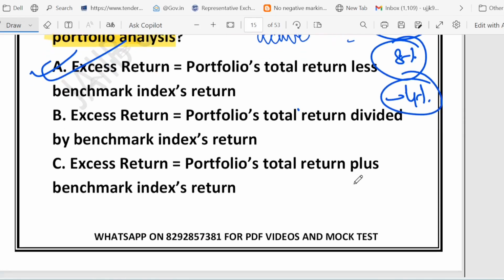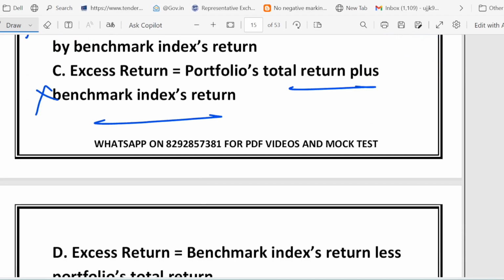If you see option B, it's completely wrong because dividing does not tell us the exact value added. It gives a ratio, not the actual outperformance. So option B is wrong. Option C is also wrong because adding the returns together does not make sense here. You are adding total returns, which does not make sense. You are not trying to combine the fund and the market. You are trying to see how much your fund beat or lagged the market. So C is wrong. What about D?